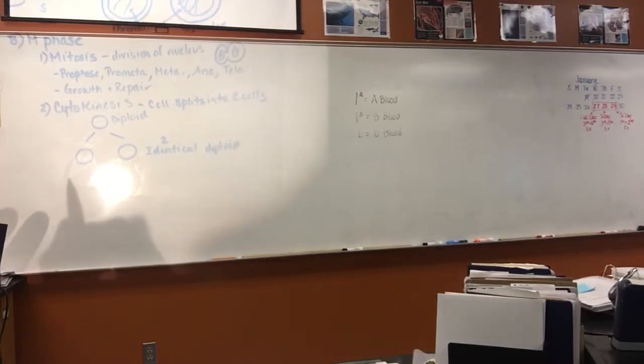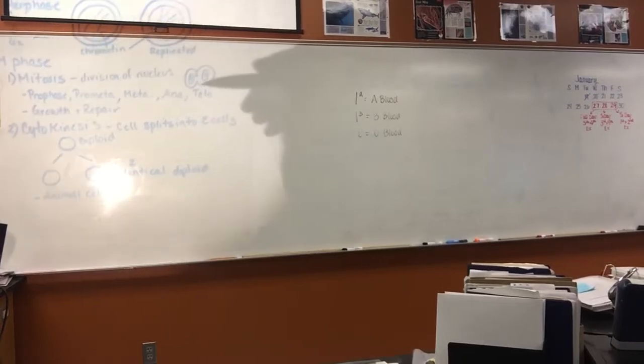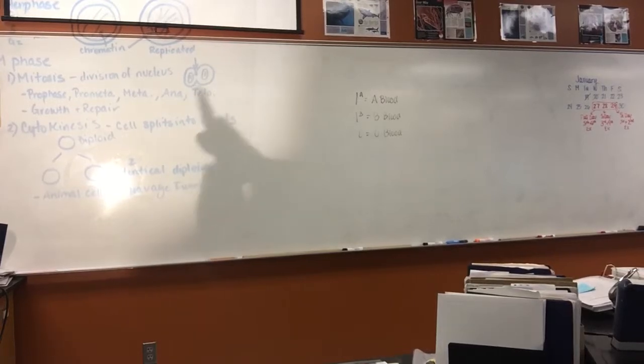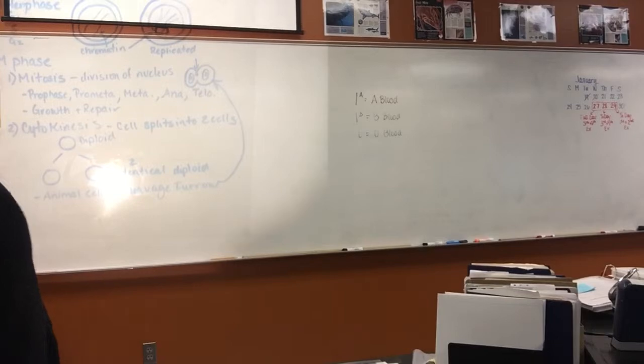Cytokinesis is not the same for every type of cell. It differs in animals versus plant cells. In animal cells, what do we have? That's what I drew up here. This is the cleavage furrow. So it kind of, like I said, cinches the cell into two. That's shown in this picture here.